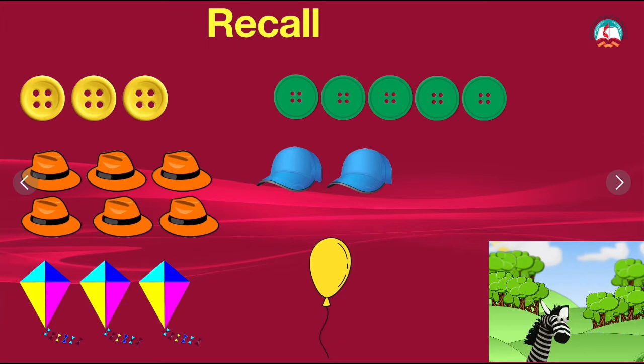Friends, now we are going to recall the previous topic, more and less. Okay? Now, can you see a few pictures on the screen? First, we have yellow buttons and green buttons. Now, we are going to count the pictures and mark a tick on which are less in number. Okay? Now, how many buttons are this side, friends?